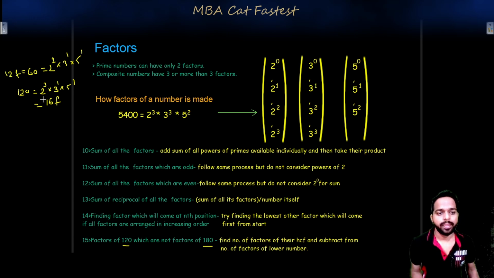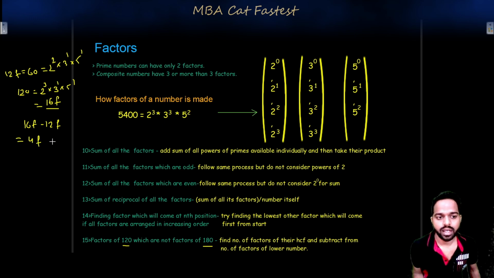Now see, in these 16 factors, 12 factors will be available for 120 as well, and those 12 factors will be available for 180 as well. All that's left are the 16 factors minus 12 factors, which will be 4 factors. These are factors of 120, but not the factors of 180.